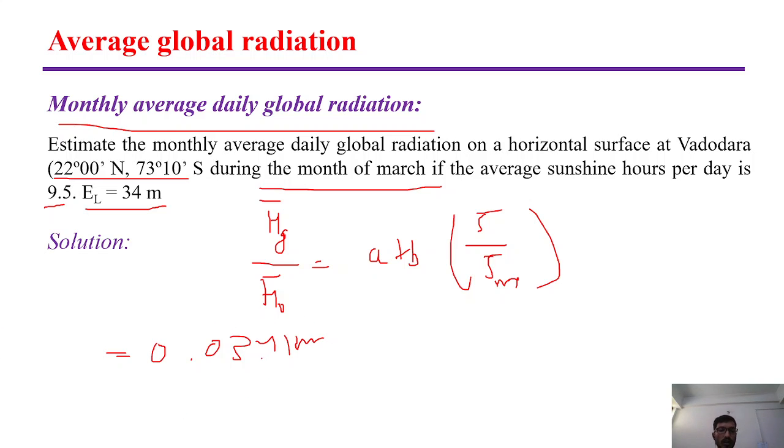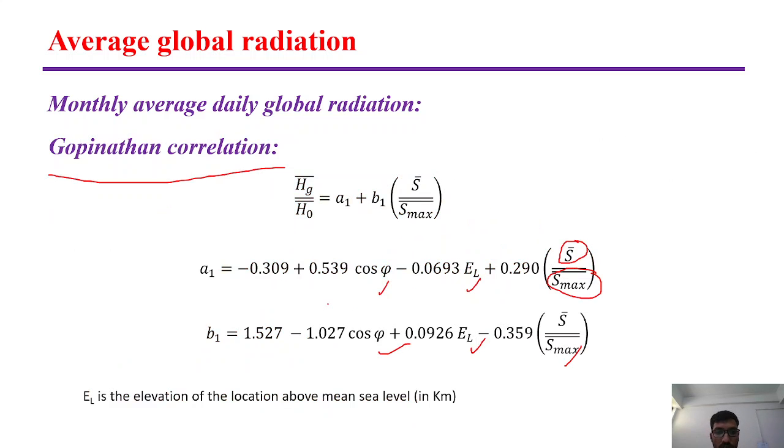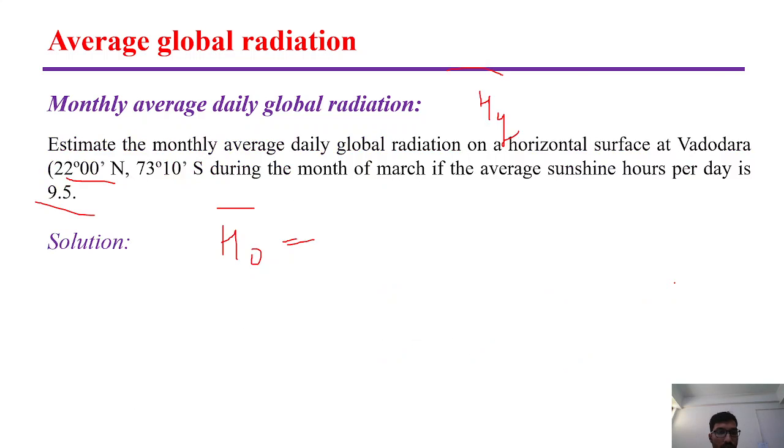So we will calculate the value for A and B. To calculate the value for A and B, phi we know, EL we know, S upon S max, S is given, S max we have to calculate using omega s. Omega s is the hour angle. Hour angle will again be a function of phi and delta.